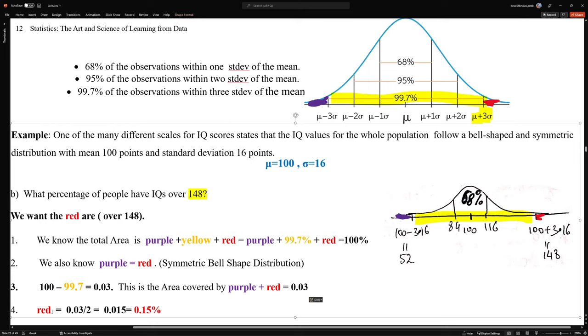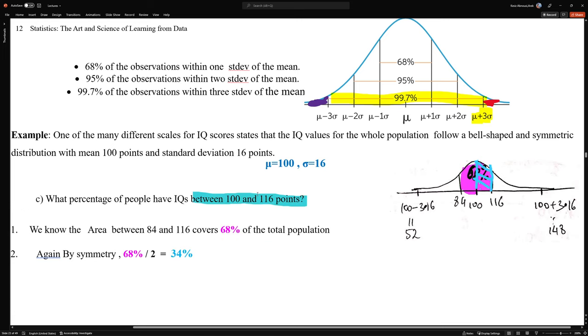And so the red would be half, we divide by 2, because 0.3% is this plus this, and since these two are equal, if we divide by 2, we'll find the red, the area that we are interested in, right? So 0.15% of people have IQ over 148. That's the answer to the question.